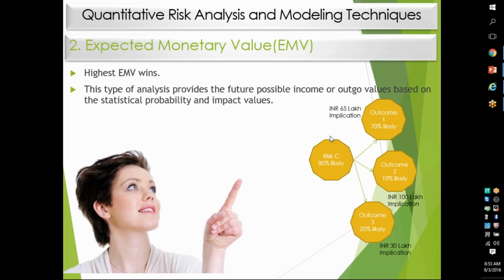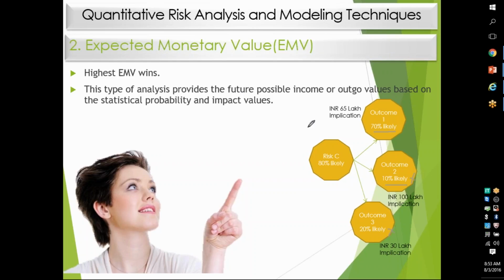How do we calculate each of the outcomes? So a 65 implication is there if outcome 1 happens. The likelihood of that is 70%. For outcome 2, a 100 lakh implication will be there, with 10% probability. Third, only 30 lakh implication if this happens, but with 20% probability. Now 70, 10, 20, add all that up, the total should always come to 100%.